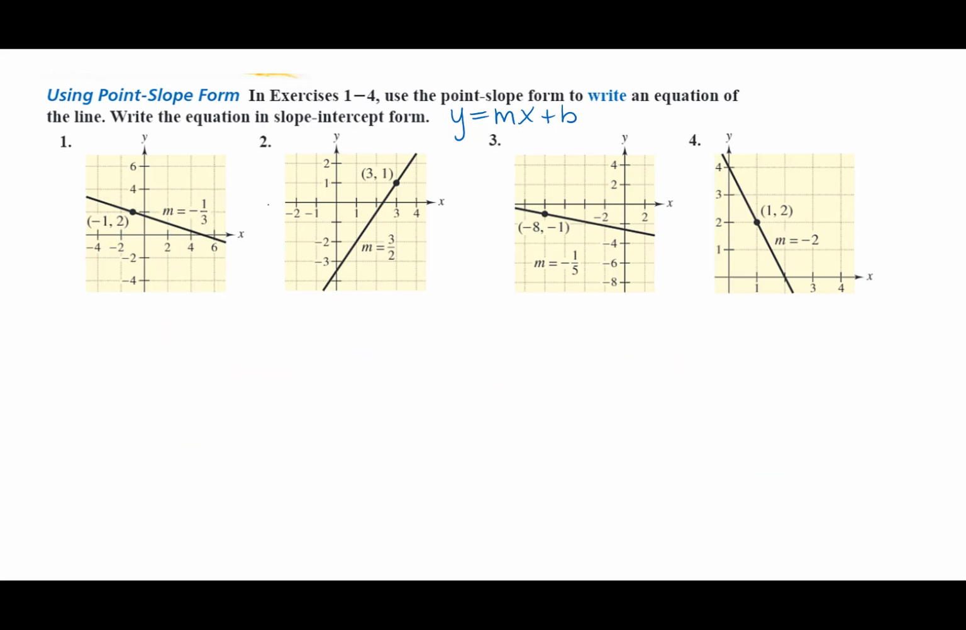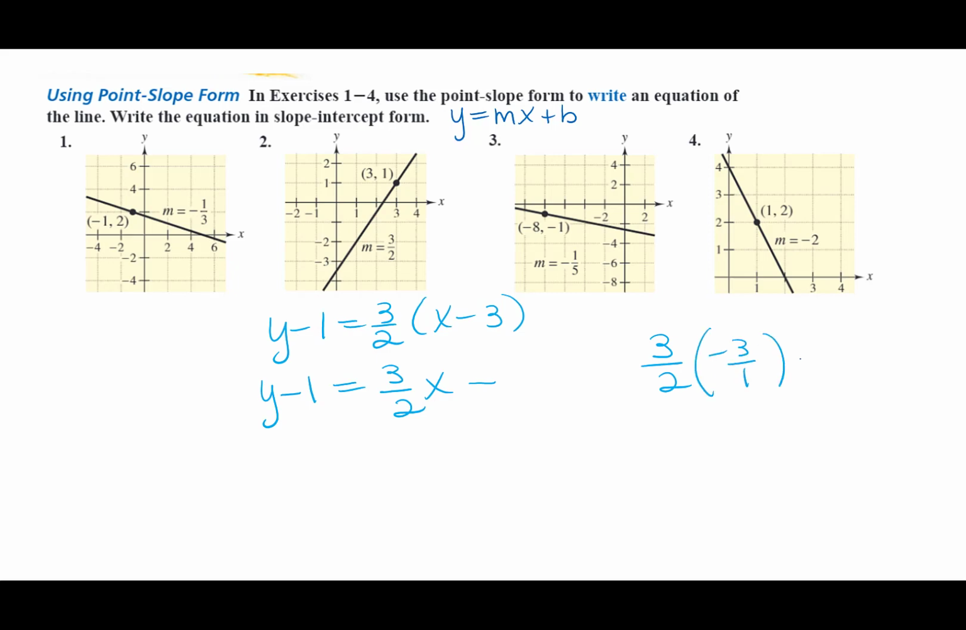Okay, let's try that again with number 2. The point given is 3, 1. The slope is 3/2. This is y minus 1 equals 3/2 times x minus 3. The left side will leave y minus 1 for right now. The right side, go ahead and do the distributive property. This is 3/2 x minus, I'm going to come over here and do the math. We're going to multiply 3/2 times negative 3/1. When we're multiplying fractions, you can multiply straight across. 3 times negative 3 is negative 9. 2 times 1 is 2. And so this will be minus 9/2.